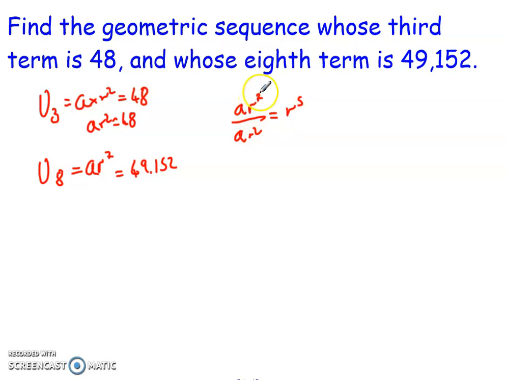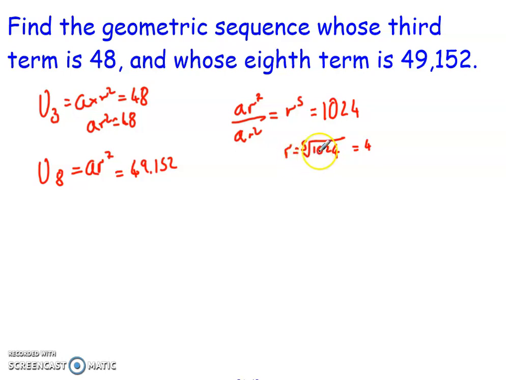Well, if I do AR to the 7 over AR squared, so 49,152 divided by 48, what I end up getting for that is 1,024. So I know that R to the 5 equals 1,024. So R is equal to the 5th root of that, so the 5th root of 1,024, which in this case is 4. So I know that my common ratio R is equal to 4.